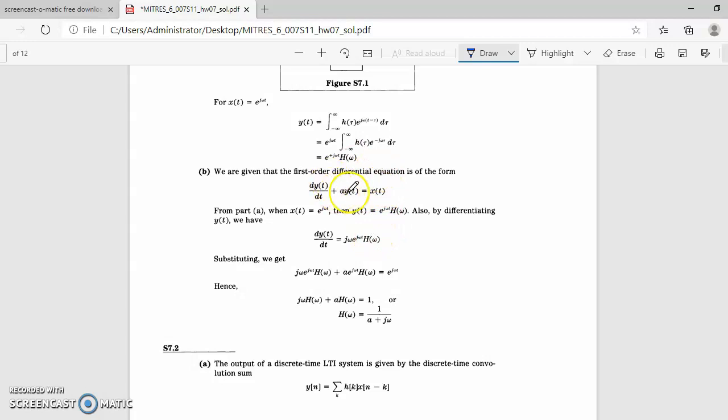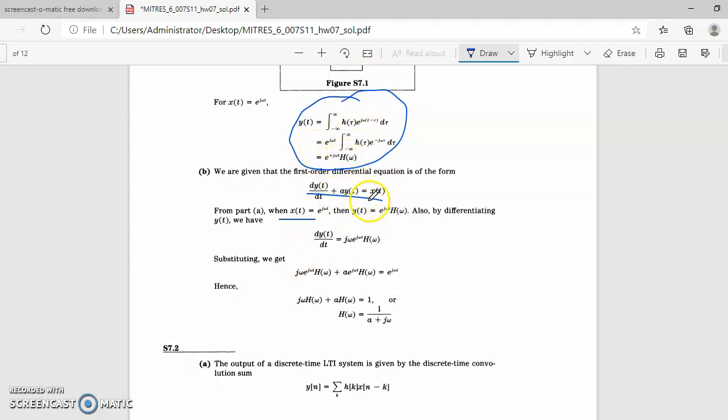Suppose they give only this expression, then you have to find y(t) also by using this formula. This step is also repeated in this problem. Here I am not repeating this formula because I am directly taking the value from the above expression.